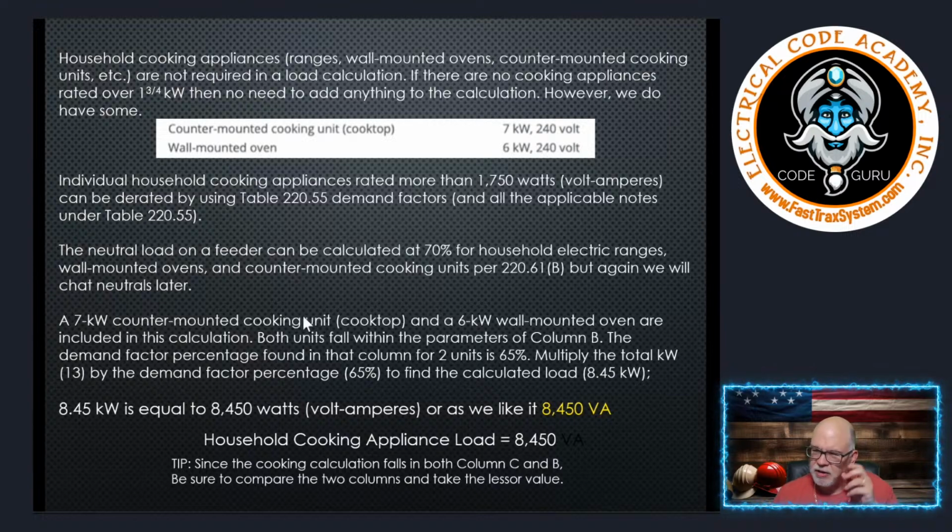Okay. All right, so let's go on and break these down. So we have household cooking appliances. One thing to remember, if there are no cooking appliances rated over 1 3/4 kW, then there is no need to add anything in the calculation. So if it's less than 1 3/4, then you're just basically taking it at its value.